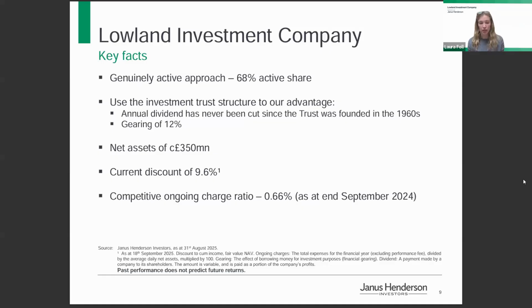And we use gearing. We think it's one of the key advantages of the investment trust structure. It's contributed positively to performance over time. That gearing is structured as a mixture of some long-dated debt that we've got into the mid-2030s and a revolving credit facility.